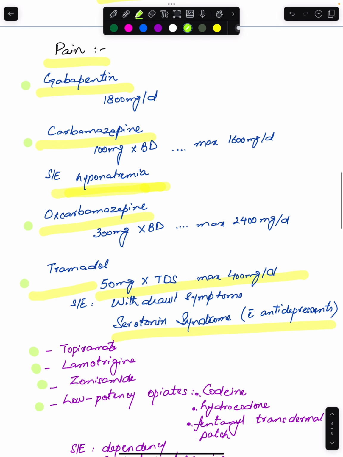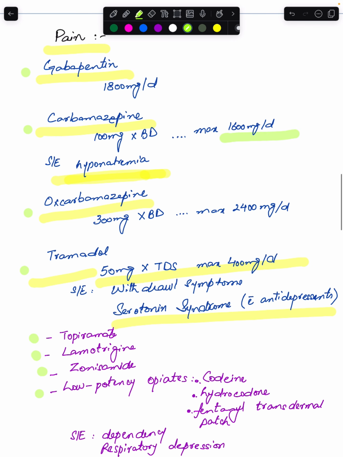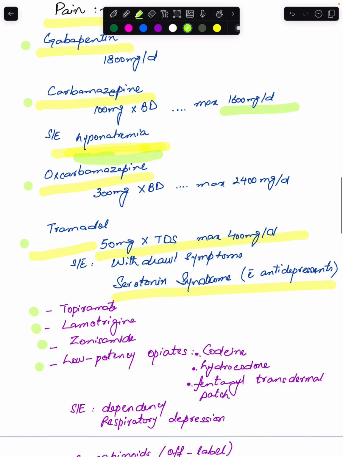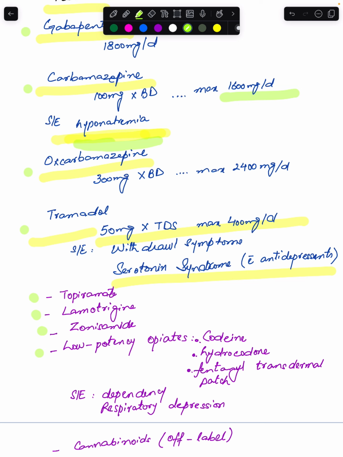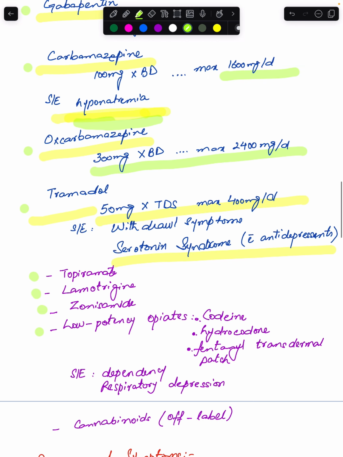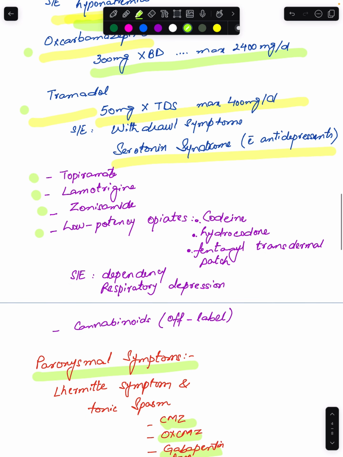Gabapentin dose is 1800 milligram per day, and carbamazepine dose is 100 milligram BD, and we can go up to 1600 milligram per day. We should be cautious about the side effect hyponatremia in case of carbamazepine. Then we have oxcarbamazepine, dose is 300 milligram BD, and we can go maximum up to 2400 milligram per day. Tramadol dose is 50 milligram TDS, and maximum it's 400 milligram per day. The side effect includes withdrawal symptoms, and we should avoid giving it with antidepressant as it can cause serotonin syndrome.